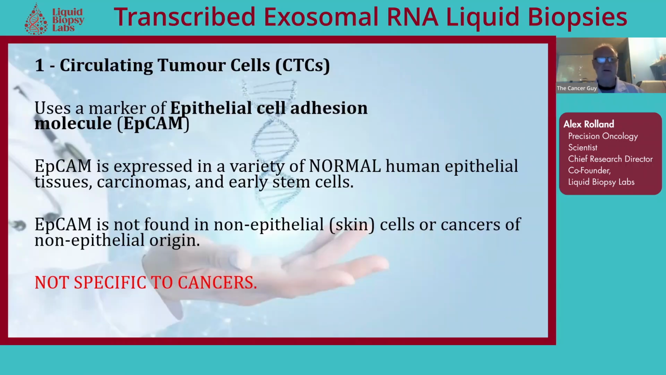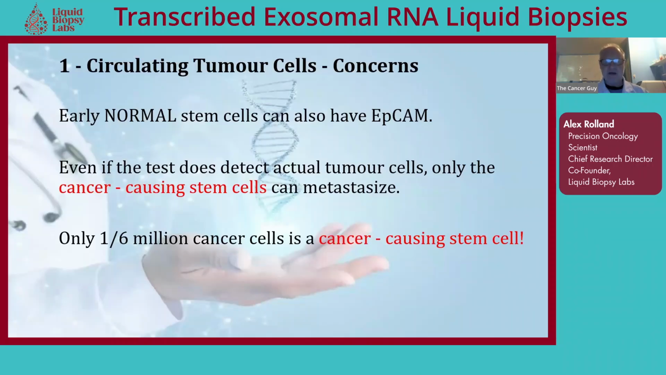The important thing to understand about circulating tumor cell assays is they are not specific to cancer. They can also pick up early stem cells and non-cancer cells. So early normal stem cells can also have EpCAM. Even if the test does detect actual tumor cells, only the cancer-causing stem cells can metastasize.